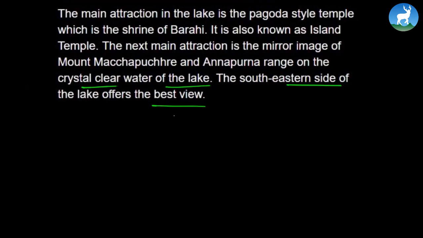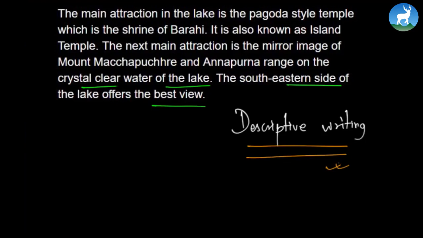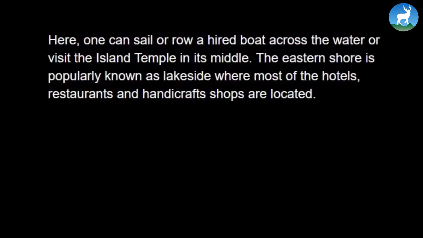So these were the first 4 paragraphs. So we found something about the lake. So, this is a kind of descriptive writing where a lot of details are given. We will go on reading. There are 2 more paragraphs. So let's go on reading the text.